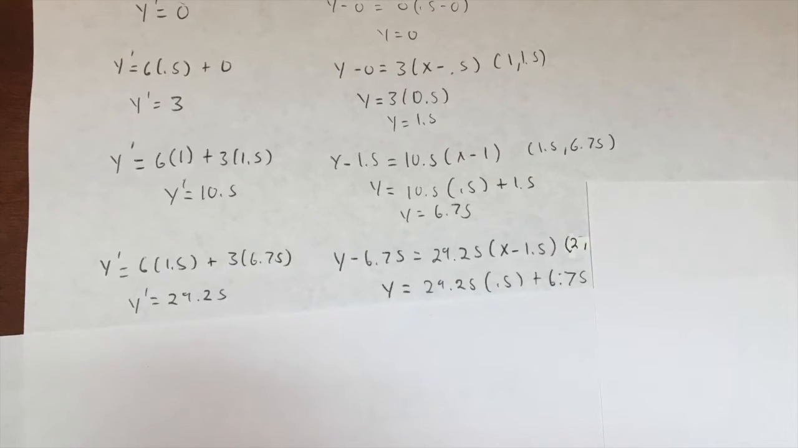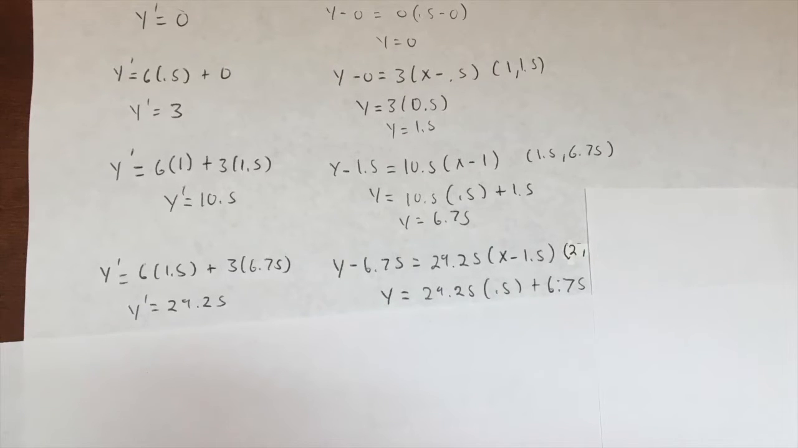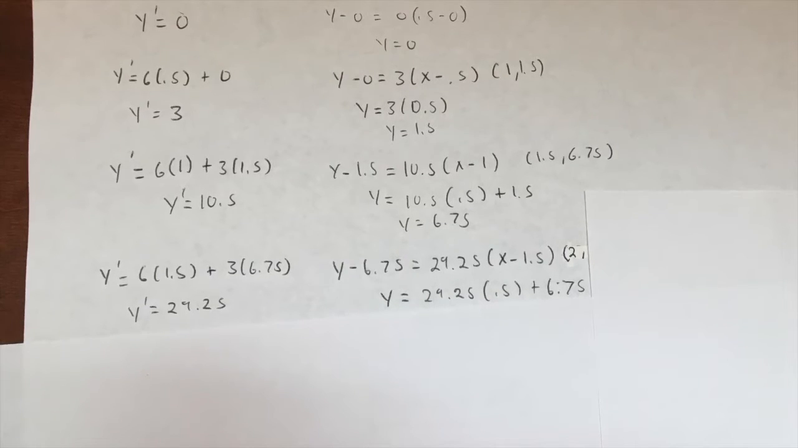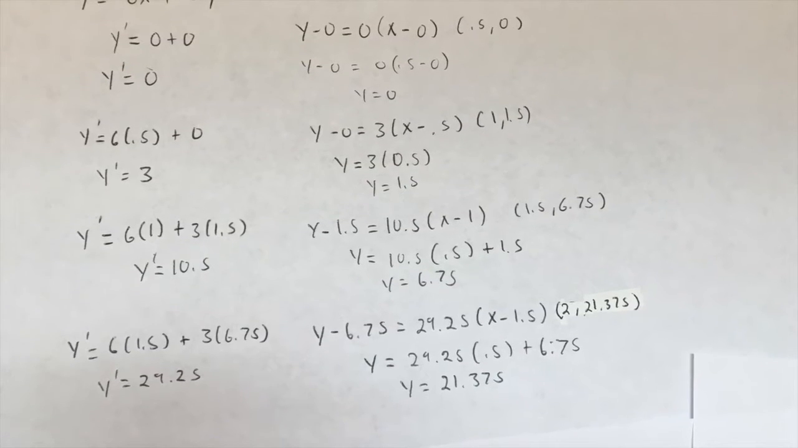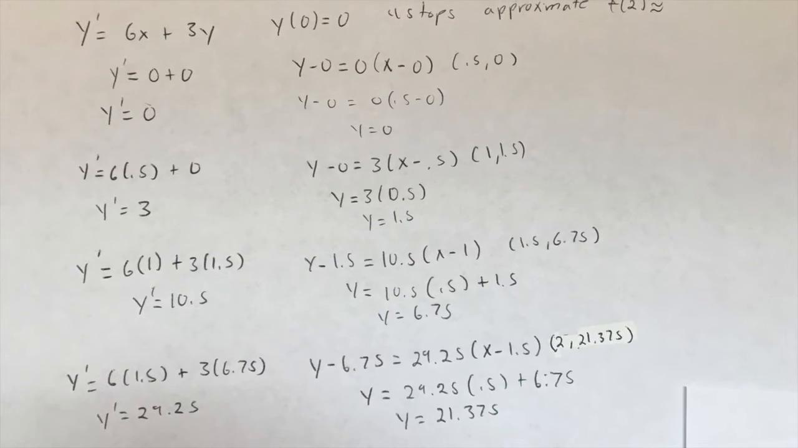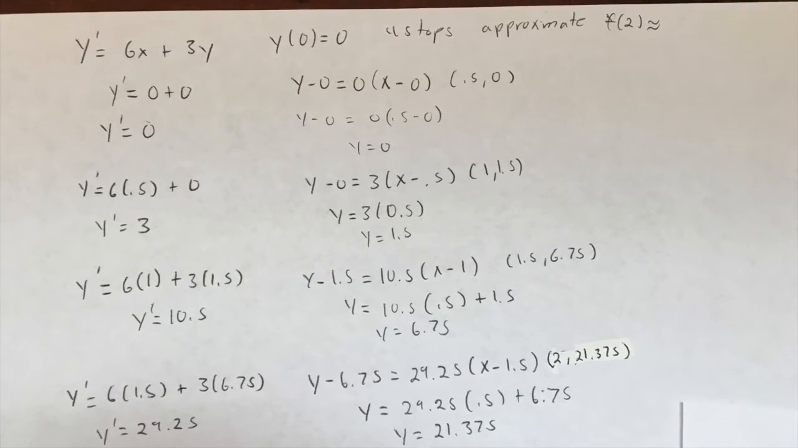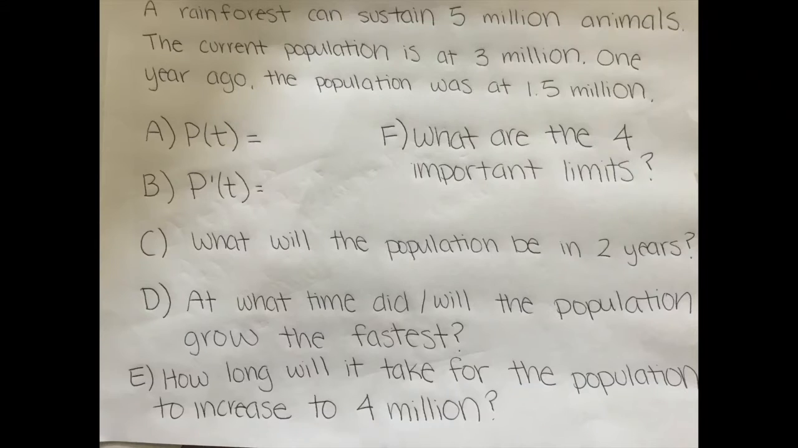Now, once we plug in our 2, we're going to get y equals 29.25 times 0.5 plus 6.75, to finally get y equals 21.375. Now, this is going to be f of 2 is approximately equal to 21.375. Now let's look at our logistic growth problem.